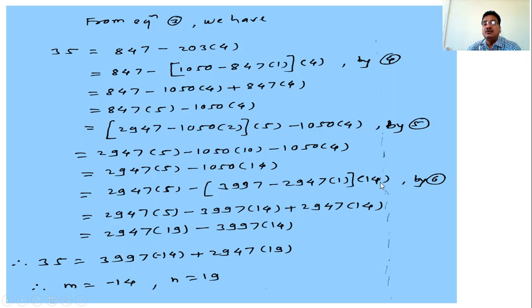2947 into 1 into 14 is 14. And then, taking 2947 as common, we have 5 plus 14, that is 19, minus 3997 into 14. Therefore we have 3997 into minus 14 plus 2947 into 19. Therefore we have m and n as minus 14 and 19.